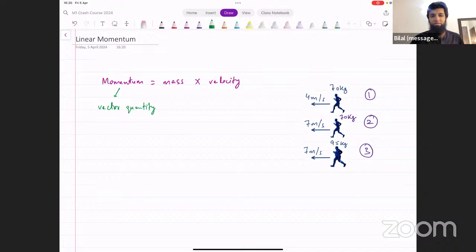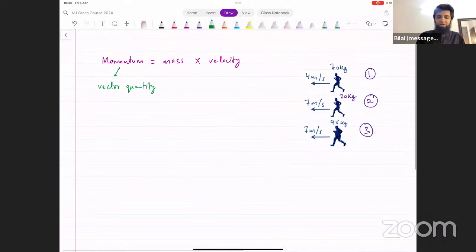Direction also matters. And since it's a vector quantity, if you define one direction as positive and another direction as negative, momentum can also be negative sometimes, depending on which direction is taken positive. Just like velocity can be negative, displacement can be negative, acceleration can be negative, momentum could also have a negative value sometimes. So it's a vector quantity.